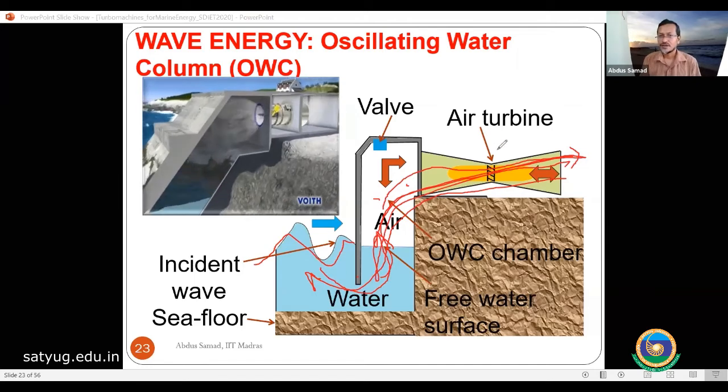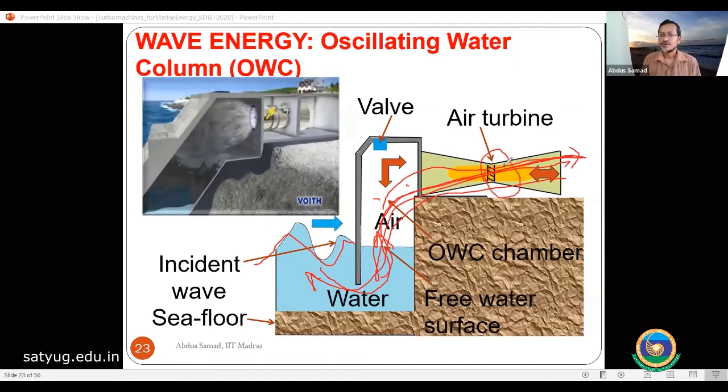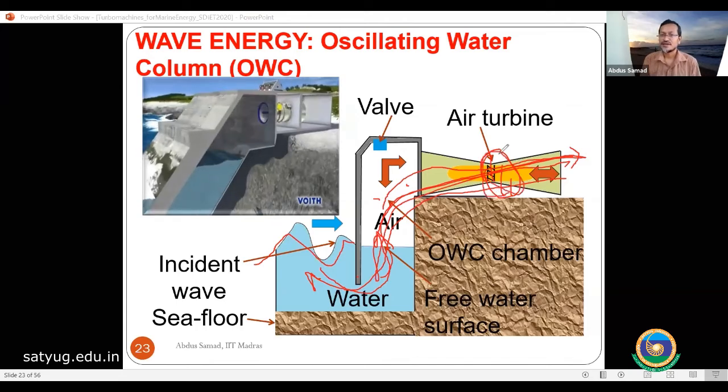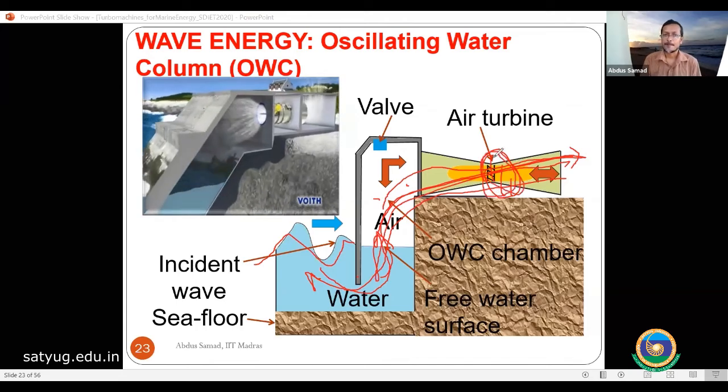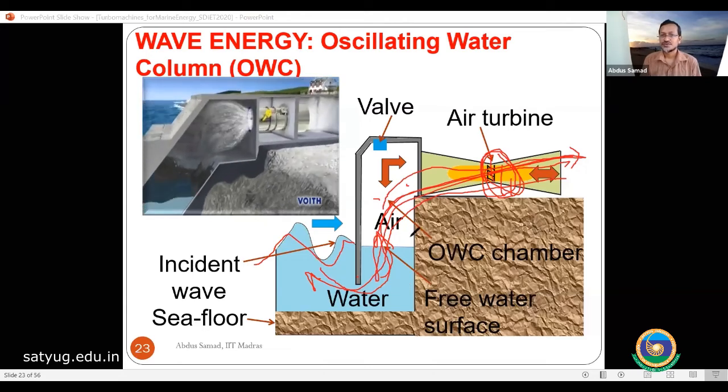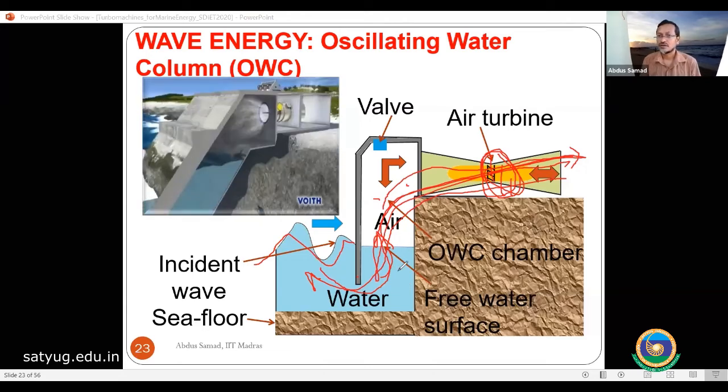And on the way there will be a turbine. This turbine will be rotating continuously. This is a special type of turbine, not a common turbine. I'll explain what the special turbine is. And this is near shore, one structure, so this is called a fixed structure.